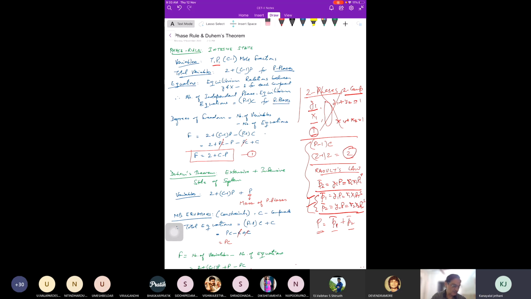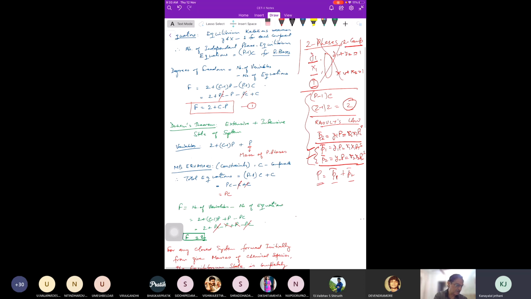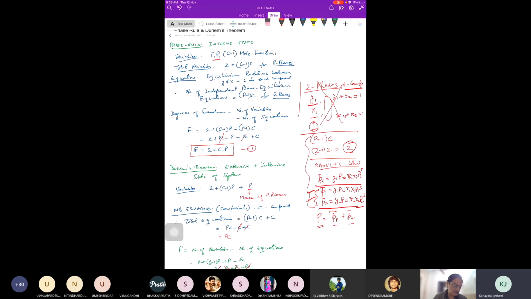And Duhem's theorem is for extensive and intensive properties. The phase rule is only for intensive properties, but if you want to specify the whole system, you need to specify the extensive properties also, like how much mass there is. We didn't talk about mass in the intensive properties, so we need to talk about mass and the total system. So the number of variables will be 2 plus (C minus 1) into P, plus P. That is, if there are P phases, say two phases, how much mass is there in phase 1 and phase 2. We can add those two masses for the two phases.